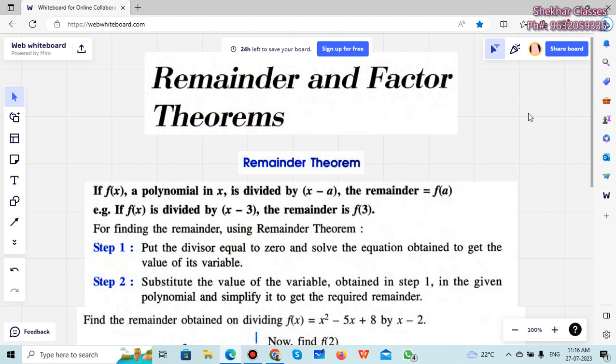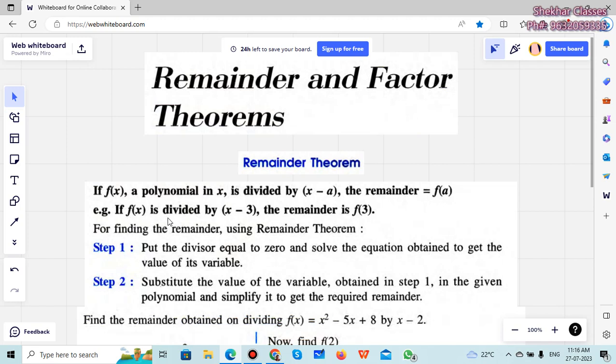and factor theorem. So we will understand what exactly it is, and then after that we'll start solving questions from the next video onward. If you read the line, what they say, remainder theorem: if function of x, a polynomial in x, is divided by x minus a, the remainder is f of a.